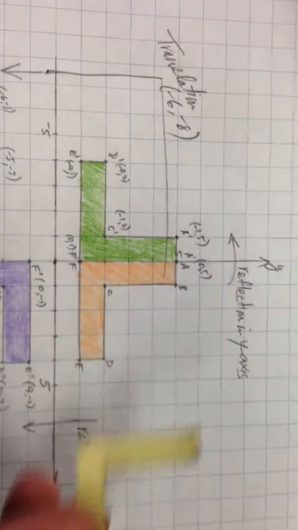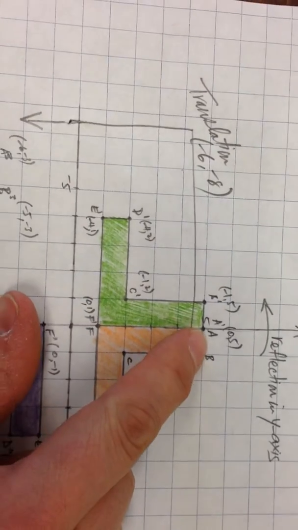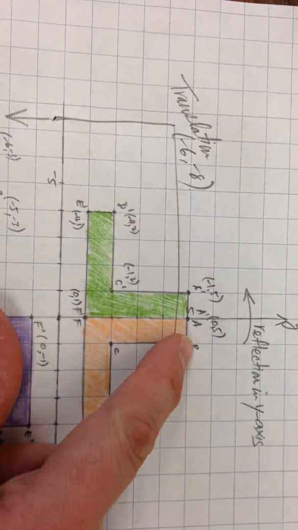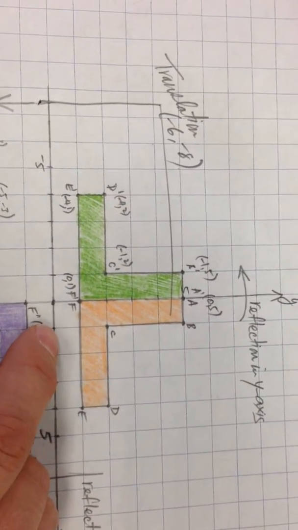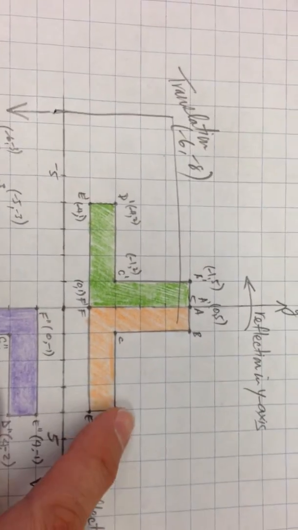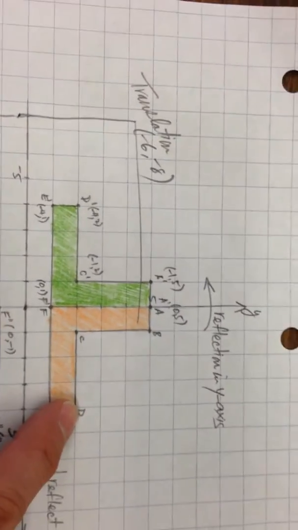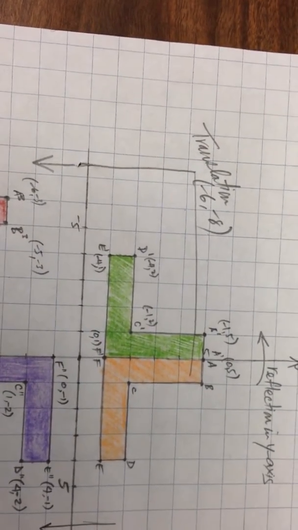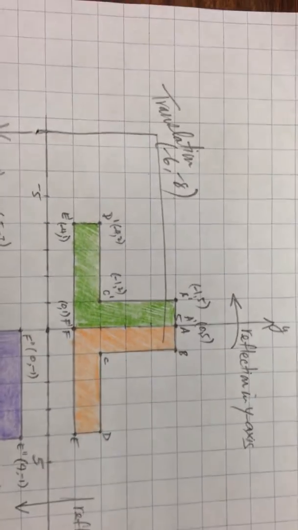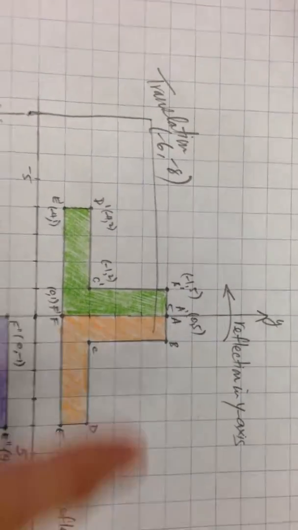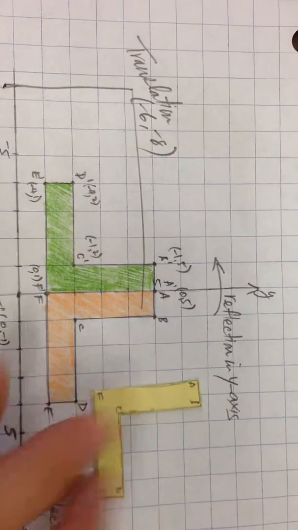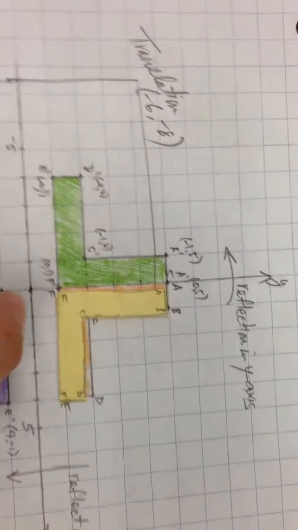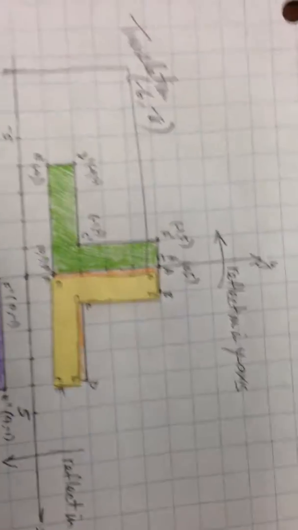an L. Okay, so we had coordinates. A was at 0, 5, B was at 1, 5, C was at 1, 2, D was at 4, 2, E was at 4, 1, and F was at 0, 1. Okay, at that point, you plot it, you label it, color it in. You can create a little manipulative, like so, just trace the shape. Make sure you put the letters on, A, B, C, D, E, F.